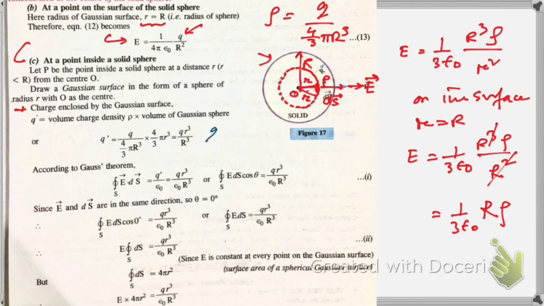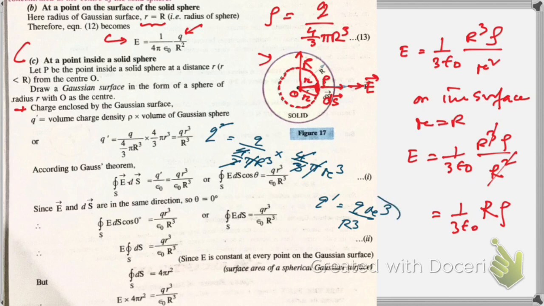Here you can see Q dash is equal to Q by 4 by 3 pi capital R cube, into the volume of the Gaussian surface, 4 by 3 pi small r cube. Here pi cancels, 4 cancels, 3 cancels. So what we have got is Q dash equal to Q small r cube divided by capital R cube. That is the charge enclosed by this Gaussian surface passing through the point P, which is inside the sphere.